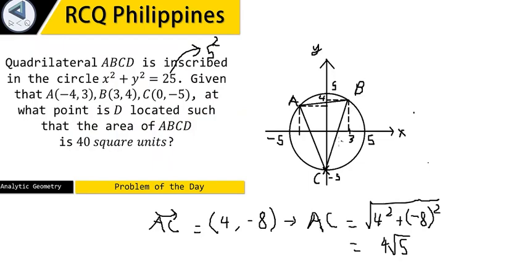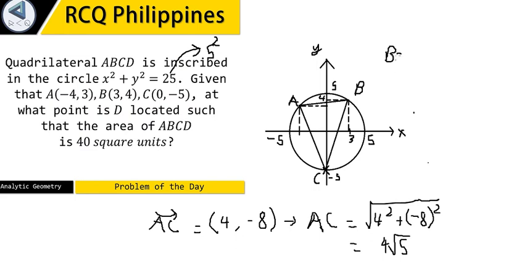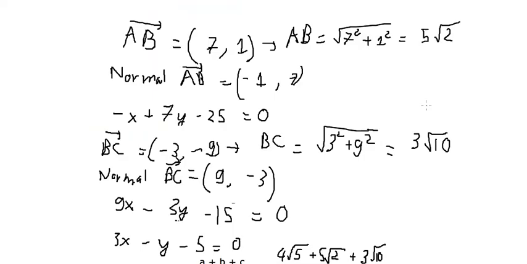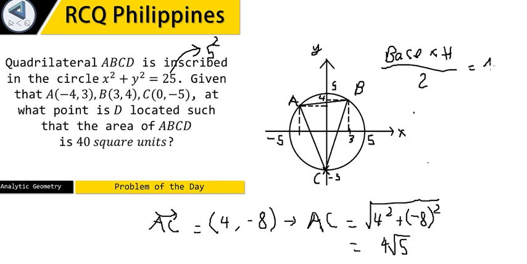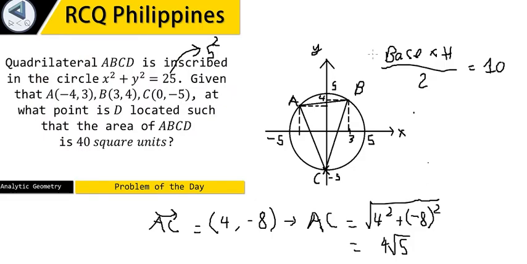So we know that if we consider AB, AB is 5 multiplied by the square root of 2, and we know that area is the base multiplied by the height divided by 2, and we need 10 here. So the base is AB, 5 multiplied by the square root of 2. So the height we can calculate here, that is 2 multiplied by the square root of 2.